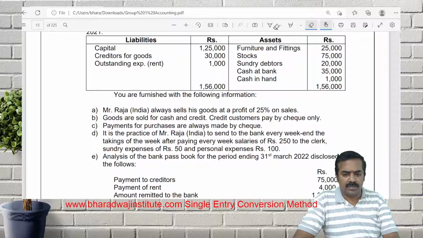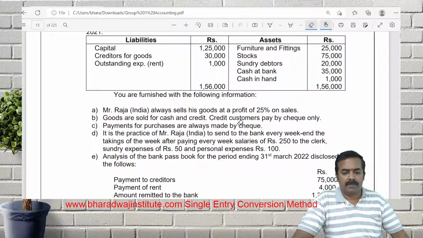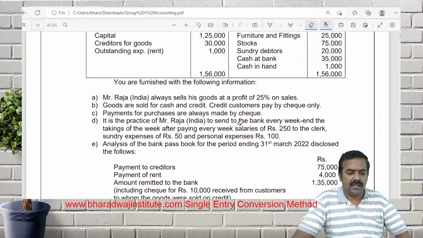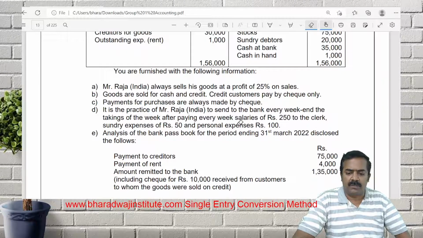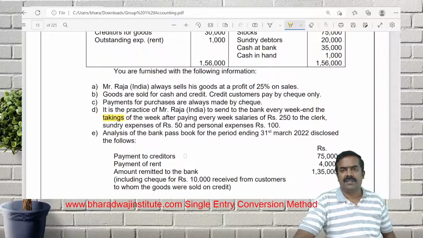Raja is selling the goods at a profit of how much? 25% on sales. On sales, goods are sold for cash as well as credit. And credit customers, meaning debtors, are paying by what? Check only. Payment for purchases is always made by check. Then it is a practice of Raja to send to the bank every weekend the collection.